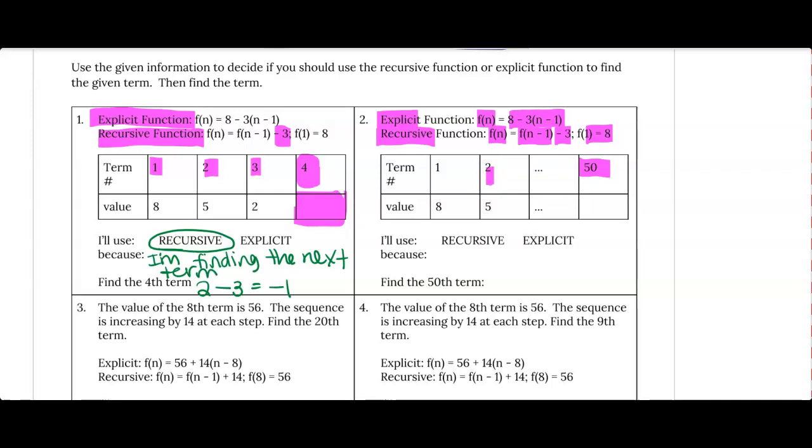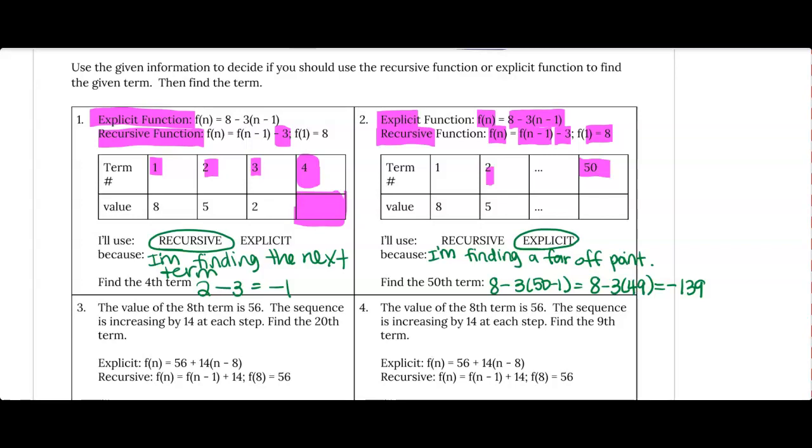So instead, I'm going to use the explicit function because I'm finding a far off point. Then I'm just going to plug 50 in for n to the explicit equation. I'm going to do 8 minus 3 times 50 minus 1, which would be 8 minus 3 times 49, which will give me negative 139. Now, could you use the recursive function and find the 50th term? Yes, but you might be here for a while.